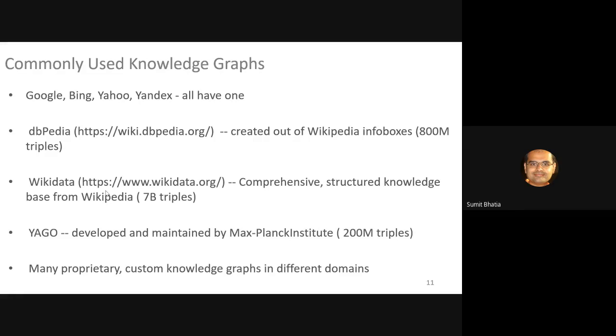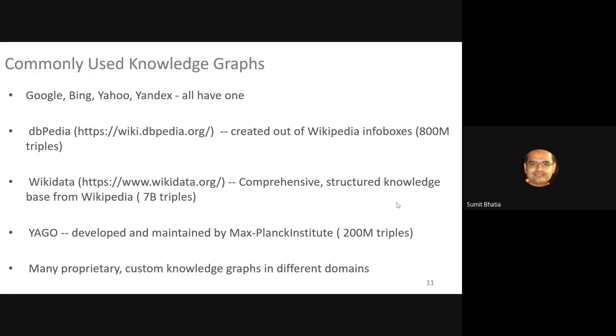Then there is this system called Yago. It's an academic project developed and maintained at the Max Planck Institute in Germany. It also has around 250 million triples. And then in different applications in different industries, you'll have many custom domain knowledge graphs built. For example, let's say some pharmaceutical company will have a knowledge graph for their medicines, diseases, their symptoms, those types of information.